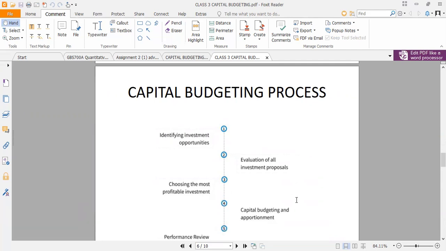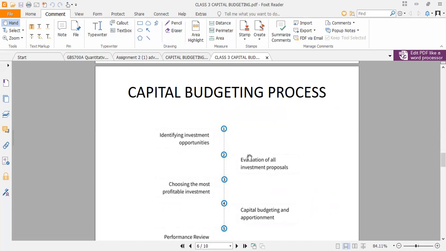Okay, so the capital budgeting process. We are looking at identifying investment opportunities. So you have to look at in which project you are going to invest. That's identifying investment opportunities. Can you invest in a transport business? Can you invest in real assets, in a building? Or which investment are you going to consider? So that's the first one.